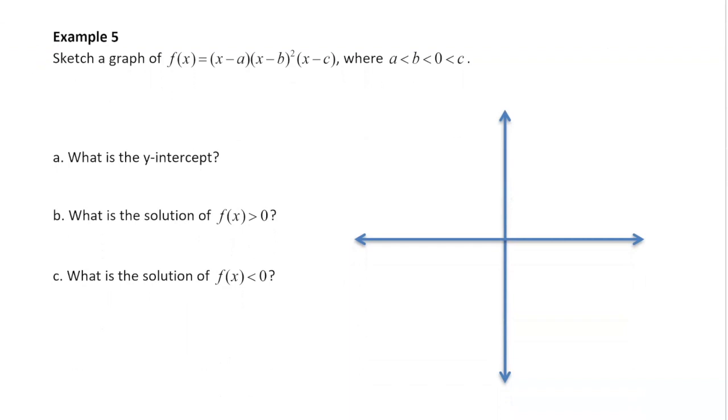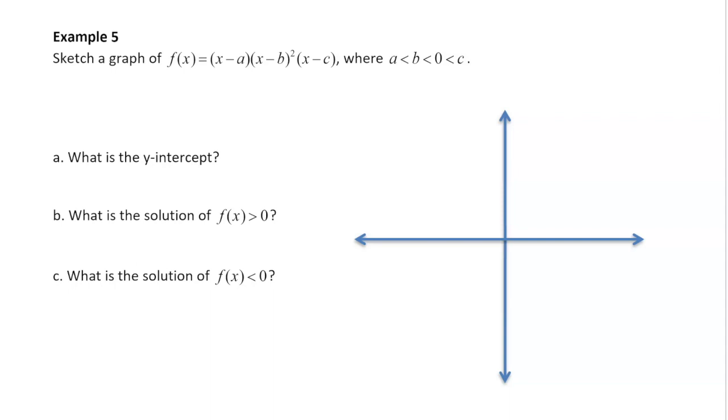Example 5 is a little more theoretical. So they give us some characteristics. They're saying a is less than b, which is less than 0, meaning that a and b are both negative values, and then 0 is less than c, meaning that c is going to be a positive value. So let's see what we could come up with something like this.